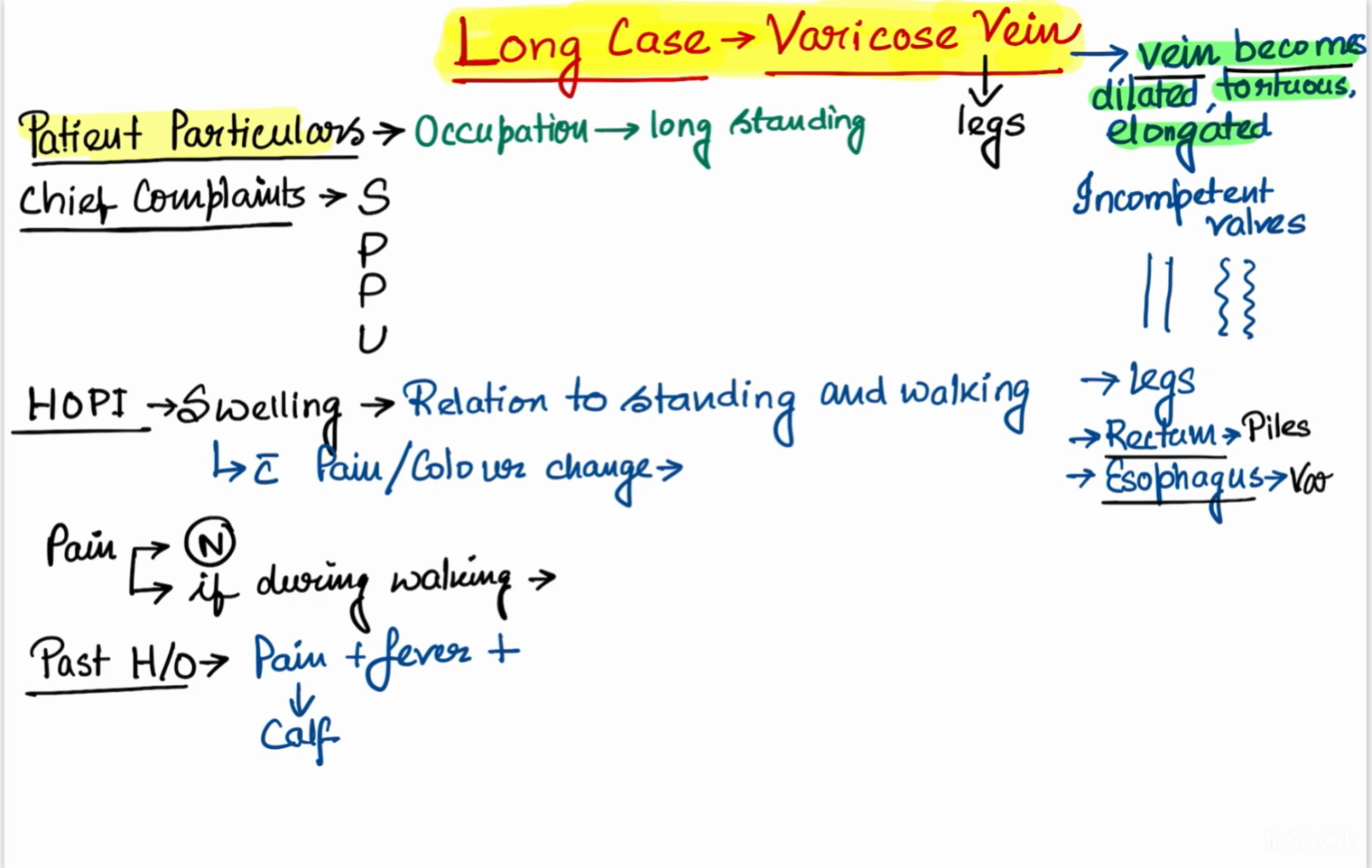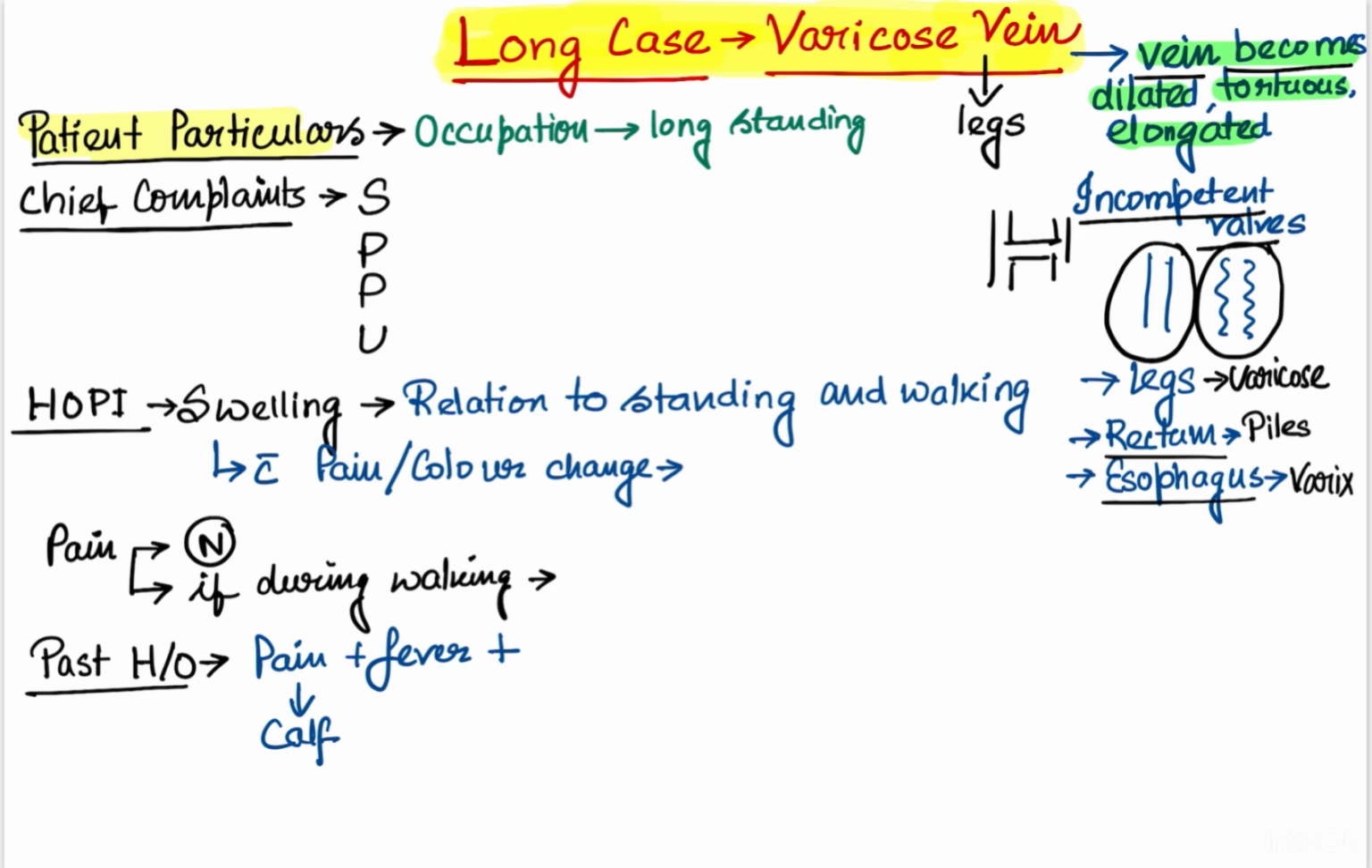Esophagus is esophageal varices, and in legs, we called this as varicose veins. One of the most important thing is there is incompetent valves, the valves that are present between the superficial and deep veins. So this is the normal vein and this is the varicose vein. Now let's focus on the chief complaints.